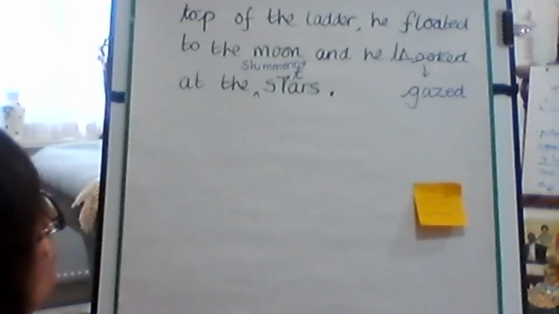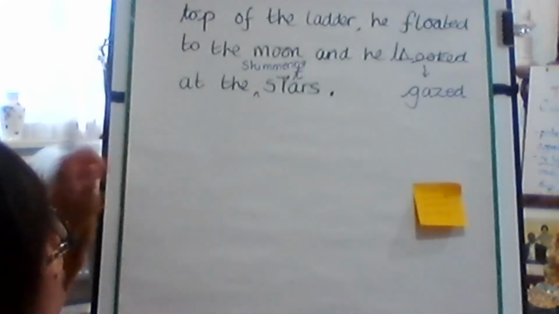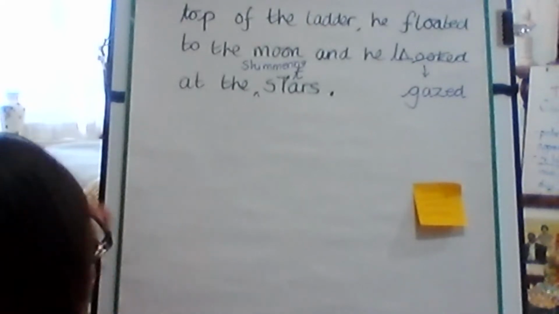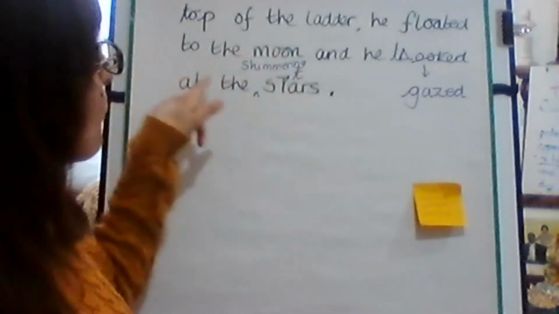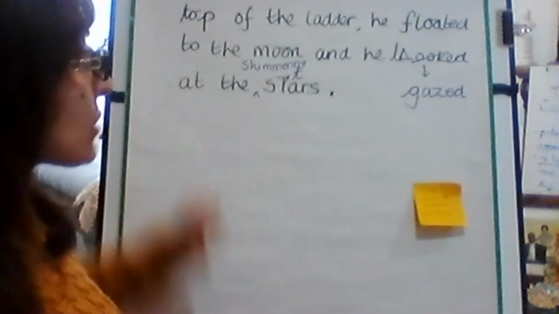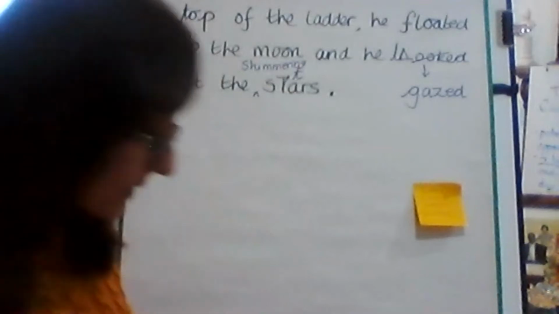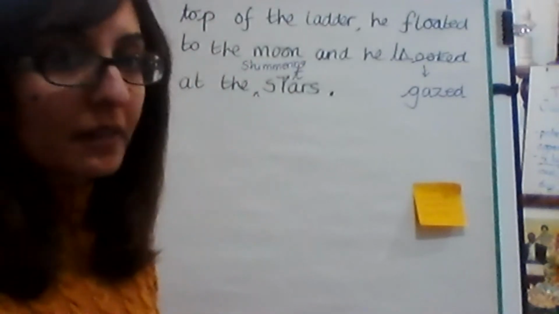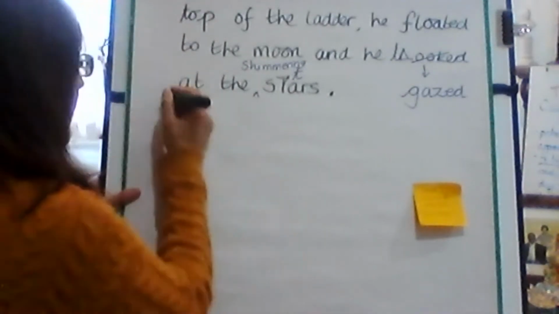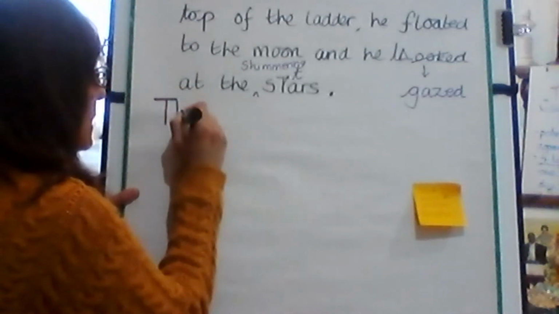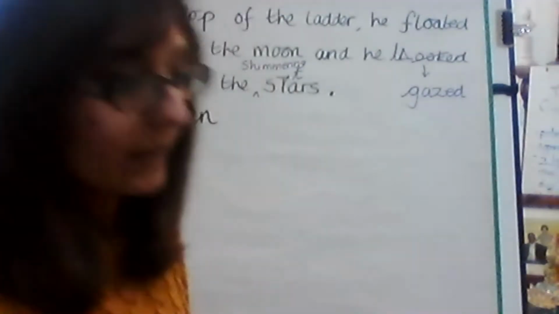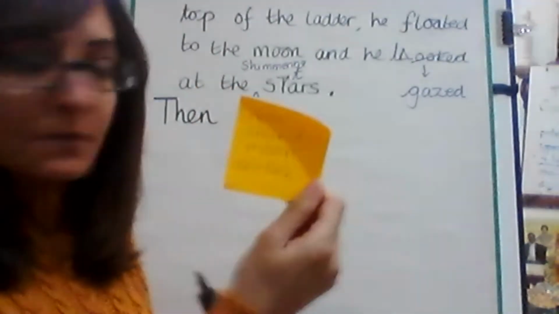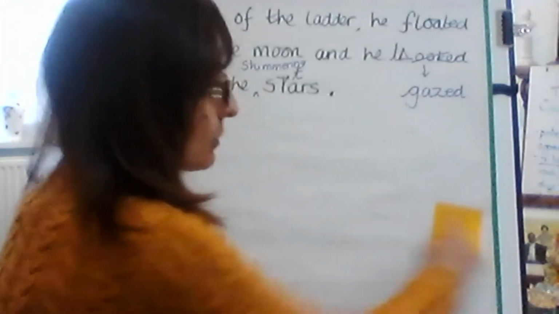Right, yesterday we left off our sentence, and our last sentence that we wrote yesterday was, after he climbed to the top of the ladder, he floated to the moon and he gazed at the shimmering stars. Now, we said we were going to start our sentence with "then". So I'm going to write "then", just so that I know this is my sentence starter. That's not our idea. Now, the idea that we were going to use was that he looked around the moon's surface. There's my idea. He looked around the moon's surface.